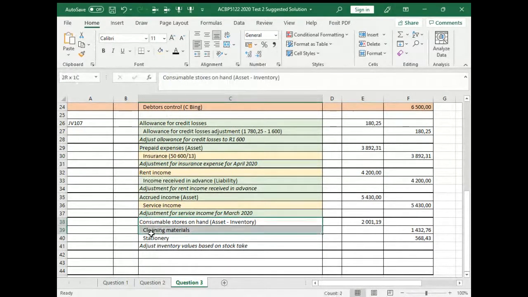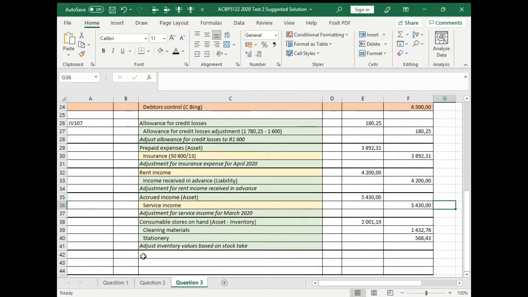This journal entry, they will ask it as well. If they ask journals, they always ask it. So make sure you know it. Okay, and then the last entry is the trading inventory. So we said because we're busy with periodic inventory system, we will take the trading inventory to purchases.